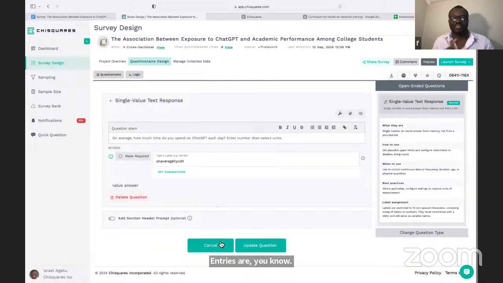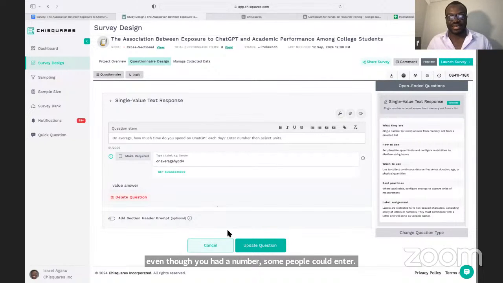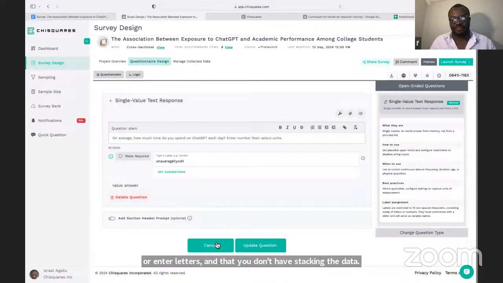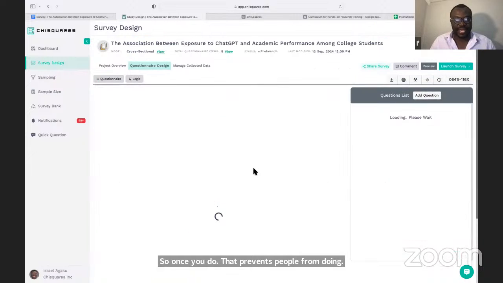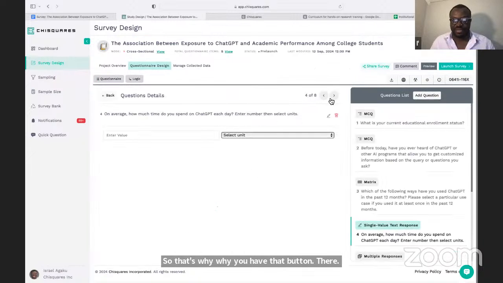So that's how you can use the settings to reduce illogical entries or errors being entered into your data. Even though you wanted a number, some people could enter letters, and you don't have to now start cleaning the data. Once you do that, it prevents people from doing that. So that's why you have that button there. And then let's look at the rest of the questions.